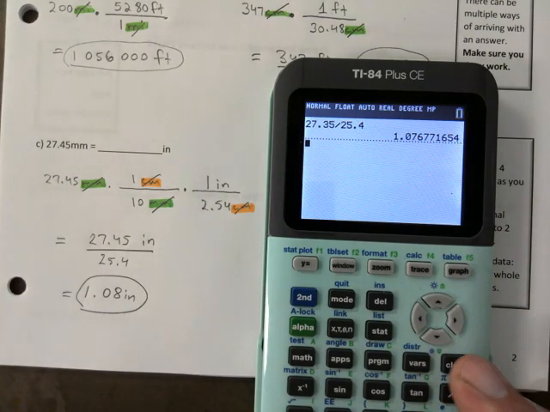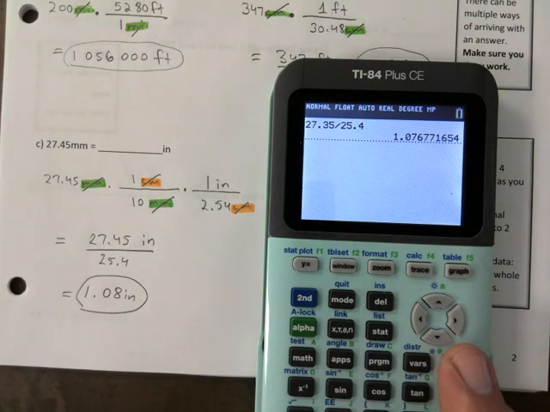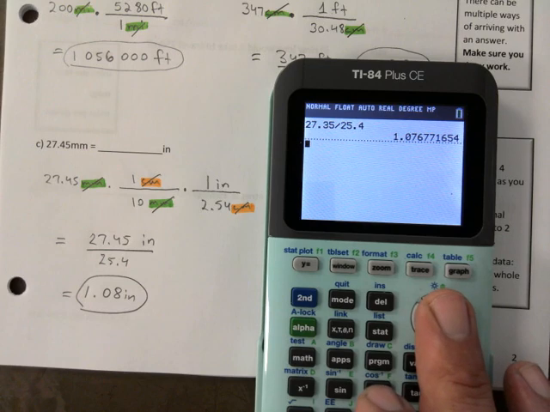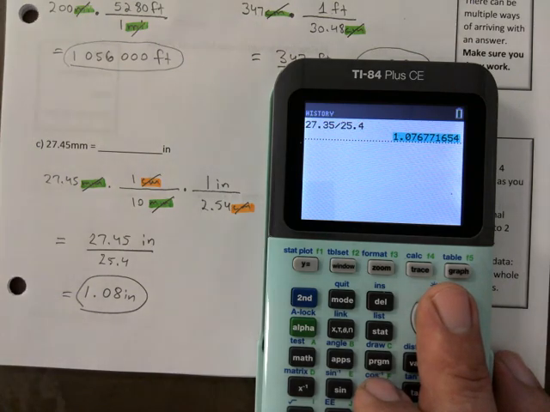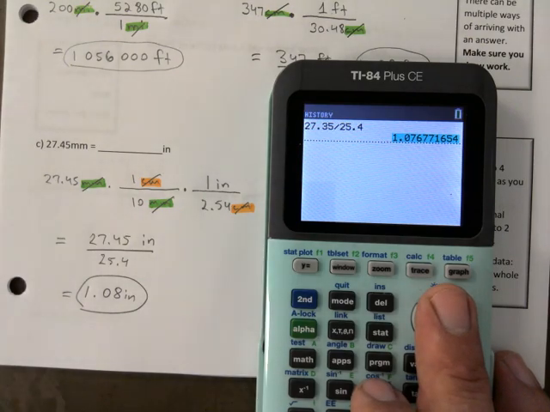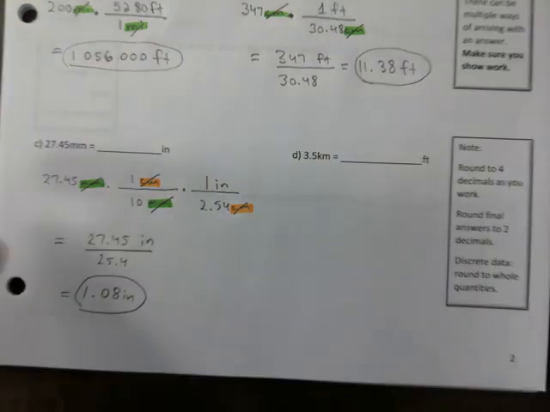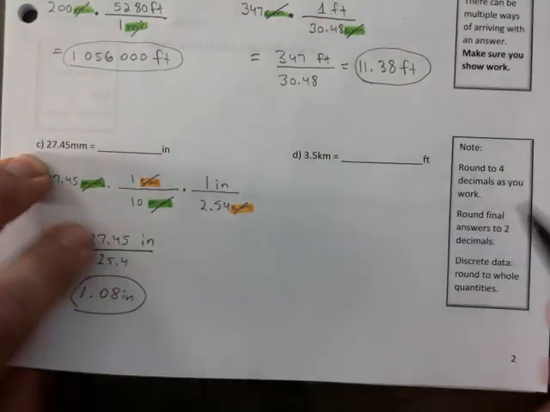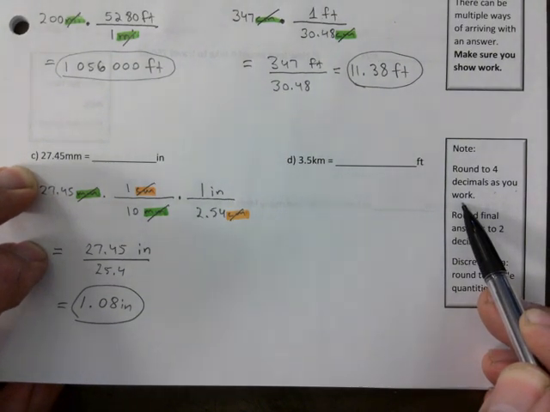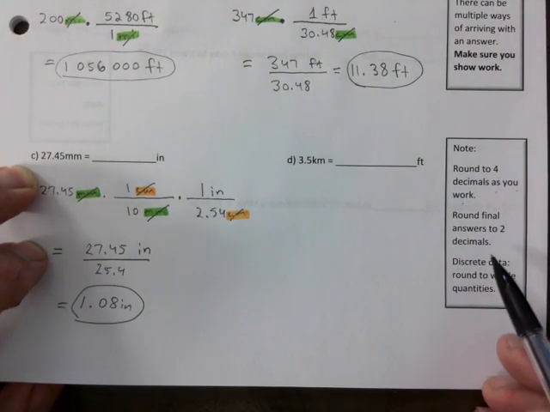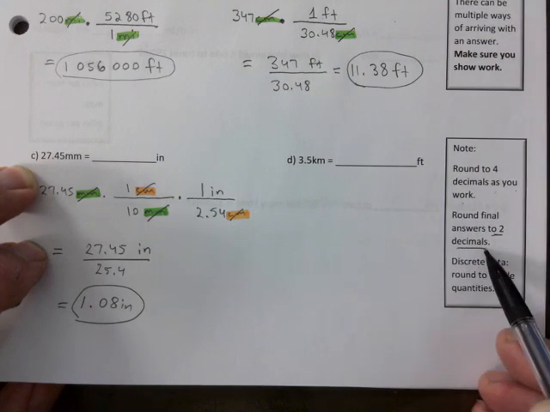Yeah. And so what does this mean, Mr. Erickson? This means that when we're working through our problems, I'm going to expect you to use all decimals as you're working through the problem, okay? You don't round to 2 and then round to 2 again, and then you're rounding too early, which is going to affect your final answer, okay? All right. It says round to 4 decimals as you work. However, we have calculators that allow us to use all of them. Round final answers to 2 decimals.